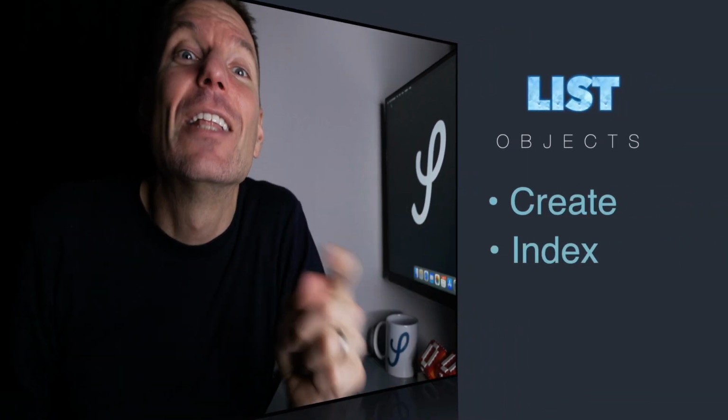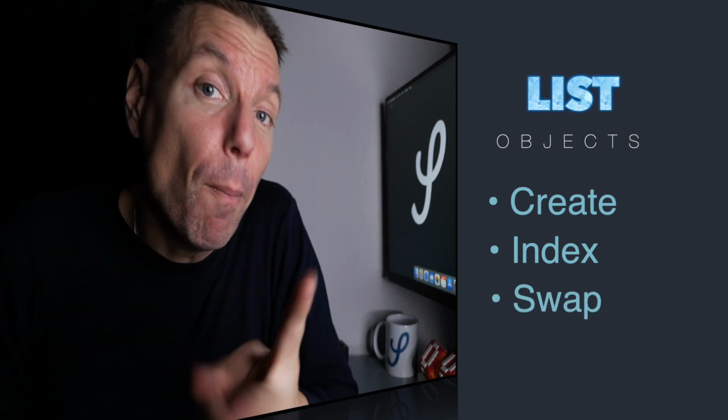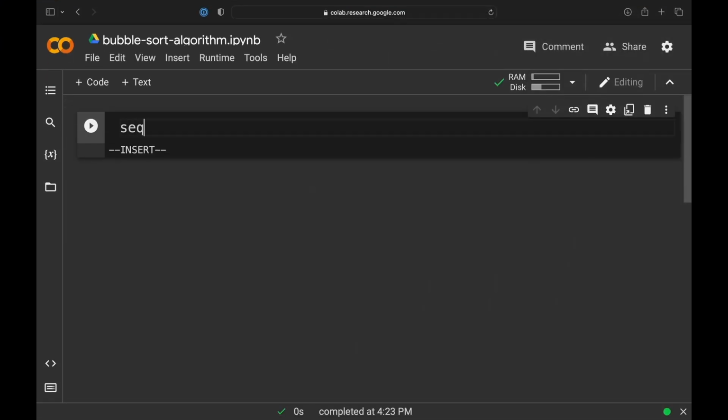Now, since you are working with an object of type list, you're going to need to also know how to create a list, index a list, and swap elements within that list. If you're not sure how to swap elements within a list, I've got you covered with a video for that as well. Now, we're going to have enough tools to start bubble sorting. Let's get programming.